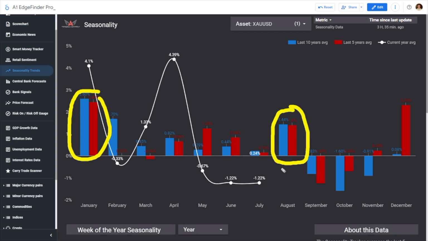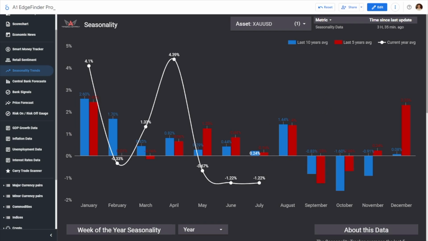So if I do see that we're coming into August next month, and the month of August typically looks like it could be a positive month, I may consider looking for buy trades and seeing if my strategy marries up with that nicely. Again, the seasonal trends tab on the EDGEFINDER gives us a very nice confluence factor to look for trades that marry up nicely.